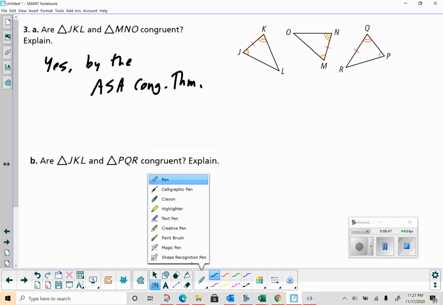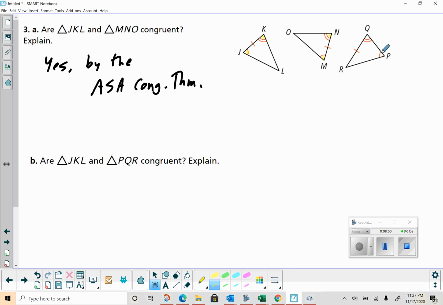Well, again, J's got the one arc, P's got the one arc, K's got two, Q has two. Yeah, we've got a problem here. Now, this may seem like it's a yes or no question, but actually there's a third option. Those two triangles might be congruent. At this point, we don't know, okay?